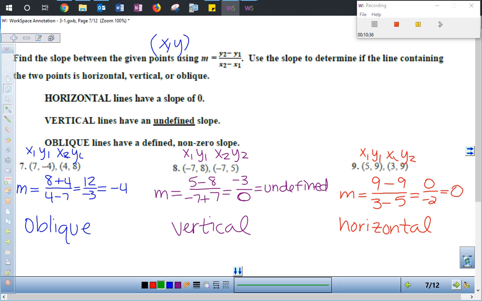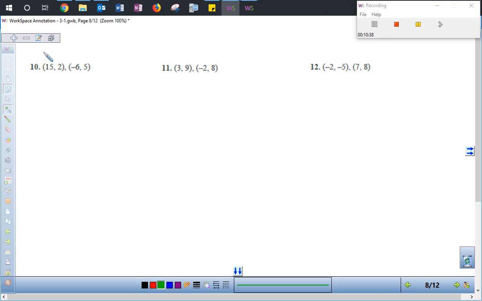Now number 10, we're going to do the same thing again. I want you to label x sub 1, y sub 1, x sub 2, y sub 2. And we can substitute into our formula. M equals y sub 2, which is 5, minus y sub 1, which is 2, over x sub 2, which is negative 6, minus x sub 1, which is 15.